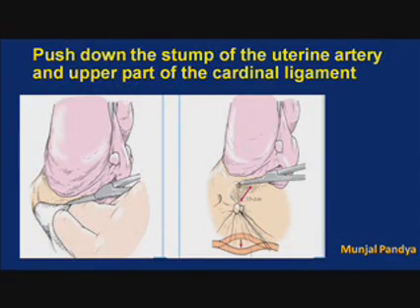Now push down the stump of the uterine artery and upper part of the cardinal ligament. Retract the uterus strongly upwards to the opposite side. Compress the cut stump of the cardinal ligament and uterine vessels with gauze gently and push them down slowly 1.5 to 2 cm along the cervix to the level of the uterosacral ligament and vesico-uterine ligament. As shown in the figure on the right side, the pedicle has to be pushed down properly for proper application of the next clamp.